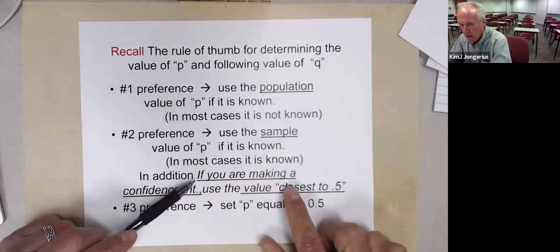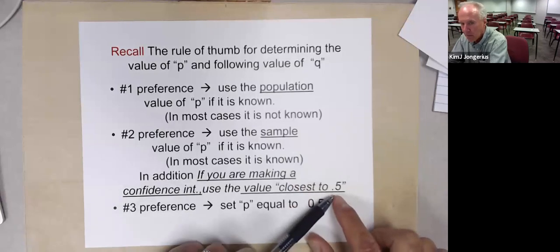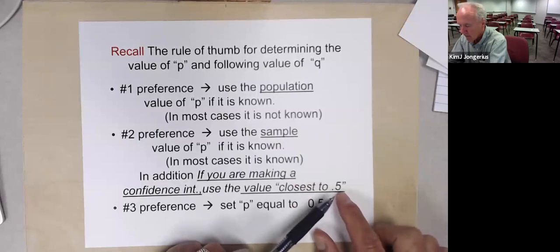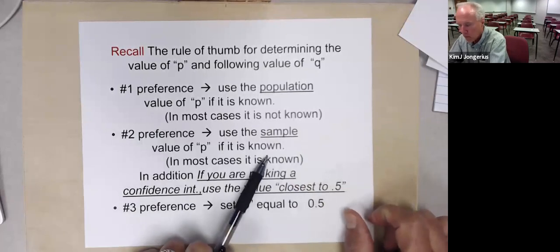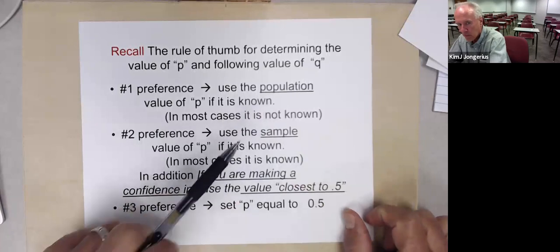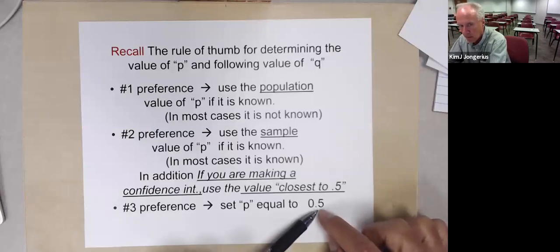One other snare that you're going to find is if you made a confidence interval and the interval extends over 0.5, that would be a value we would use in those formulas to determine sample size. I'm going to come back to that in about 5 or 10 minutes. Finally, if we don't know a sample proportion and we don't know the population proportion, our third and final preference, kind of the default, is to go back to p equal to 0.5.